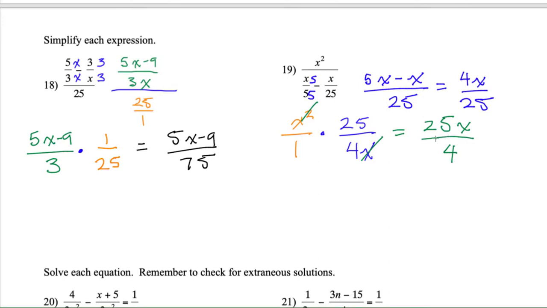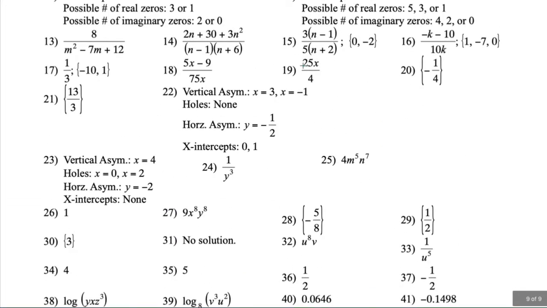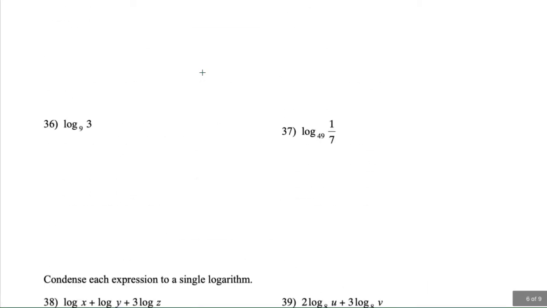And let me just check my work. So 18 looked like that. 19 was that. 19 was 25x over 4. Let's check our work. 19, 25x over 4. It looks like we're on the right track. All right. On to number 20.